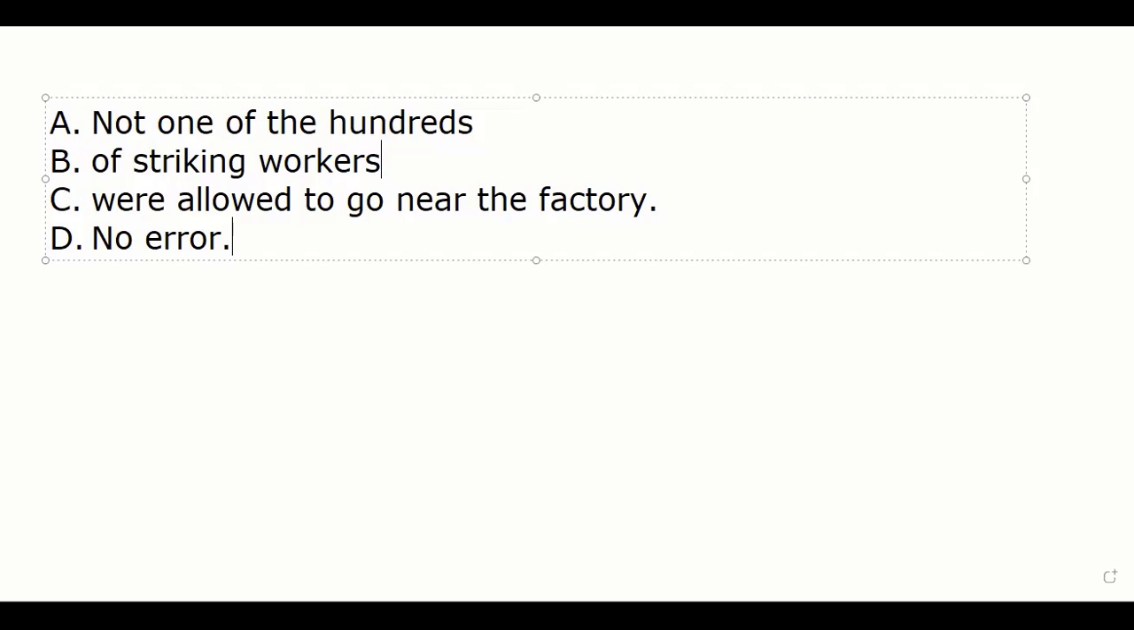You may have different variations of correcting it, that's fine. Sunitaji says C, okay. Achintya says B. Achintya says A, okay. Achintya says I don't know, okay. Keep thinking, guys. Moksha, Shania, Abhinav, everybody. Not one of the hundreds of striking workers were allowed to go near the factory.